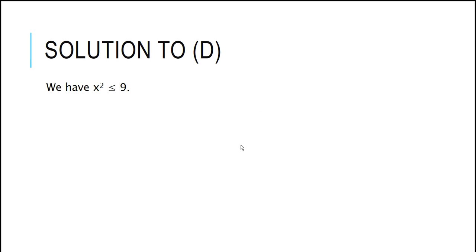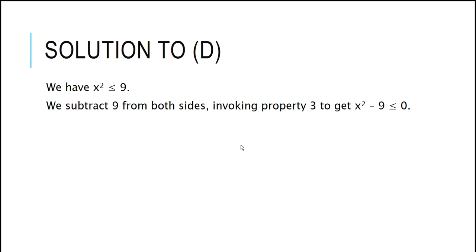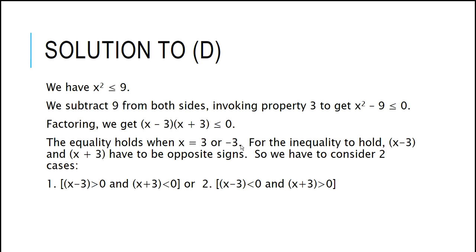So for subsection D, we are given that x squared is less than or equal to 9. If we subtract 9 from both sides, invoking property 3, we get x squared minus 9 is less than or equal to 0. We can factor that as a difference of squares into x minus 3 times x plus 3. And we can see that equality holds when x is either 3 or negative 3.